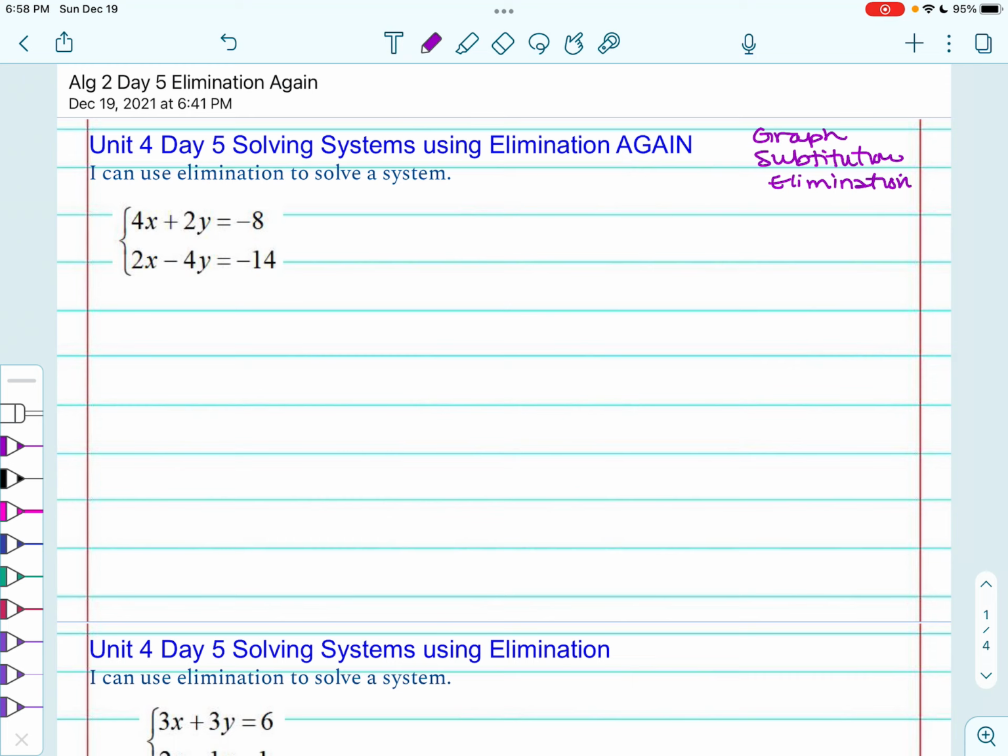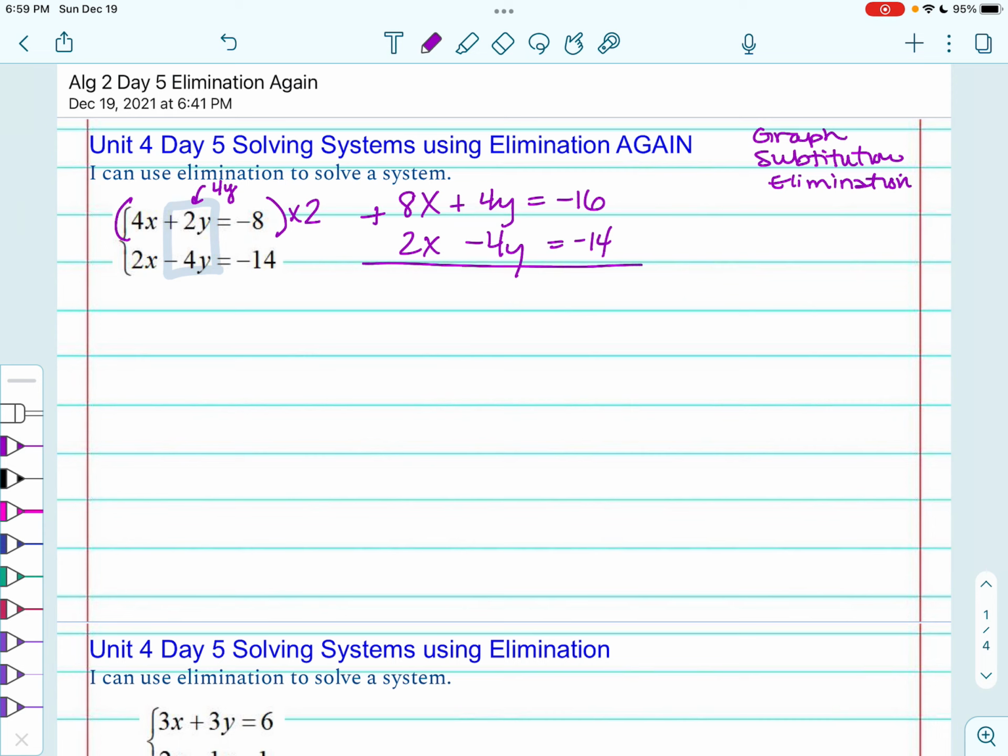So when I look at my first problem here, I see I don't have anything that lines up. But for me, I like to go for these because I have a plus and a minus. So I'm going to multiply this whole thing by times 2. And why I chose that is because I can make this a positive 4y, and then the y's will eliminate. So remember, I have to do everything. 8x plus 4y equals -16. 2x minus 4y equals -14.